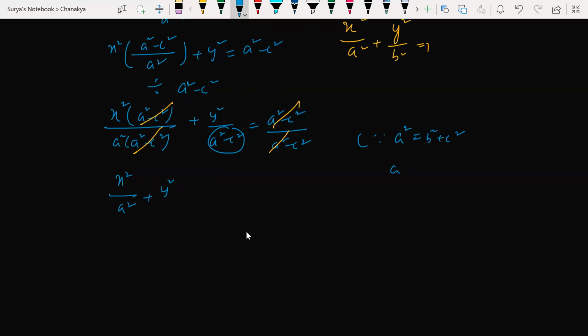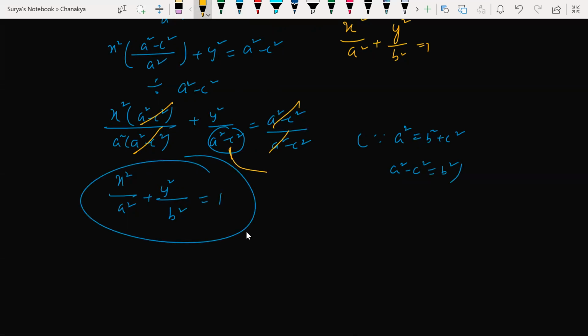मुझे चाहिए a square minus c square, तो ये b square के बराबर हो जाएगा, ठीक है? तो b square, ये होगा मेरा proof, isn't it guys? This is equal to b square or not? Since I know that a square is equal to b square plus c square, so a square minus c square becomes what? b square. So in place of a square minus c square, I just wrote b square, correct? So this is my final equation. This is how I can derive the standard equation of the ellipse.